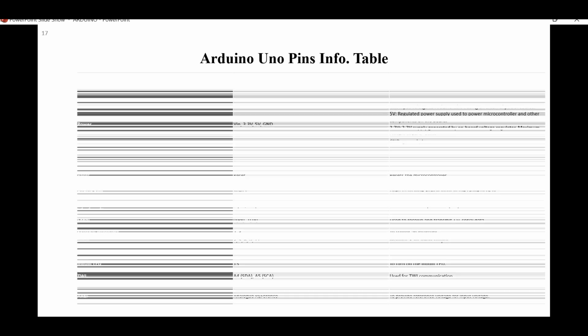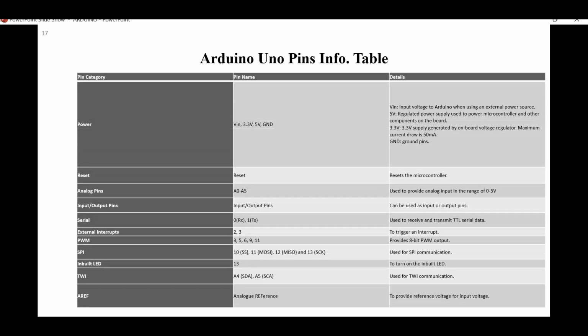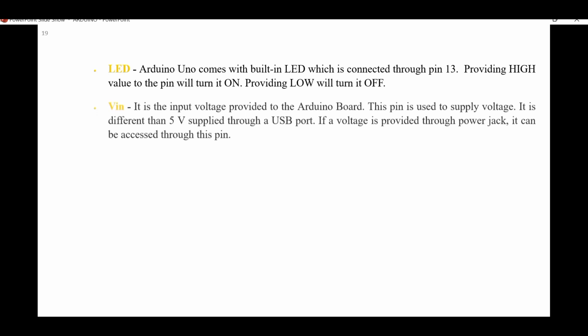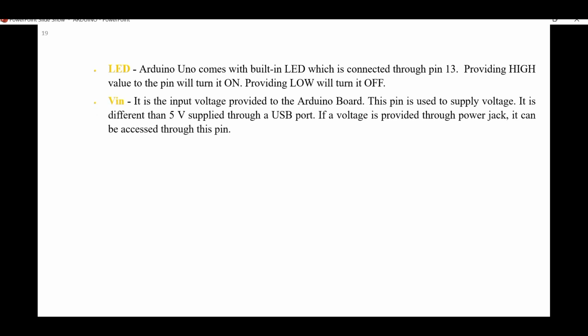And next, the Arduino Uno pins info table. In this table, we will see about the power pins and reset button, the specific points we saw in the previous picture, here in table format. First of all, there is an LED in the Arduino that is used for high and low. Pin 13 is used for the LED. When it is high, it will be on. When it is low, it will be off.